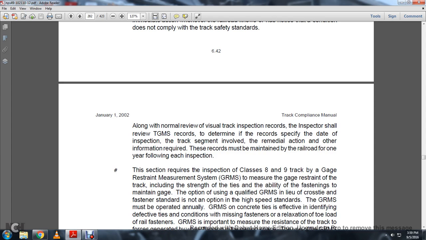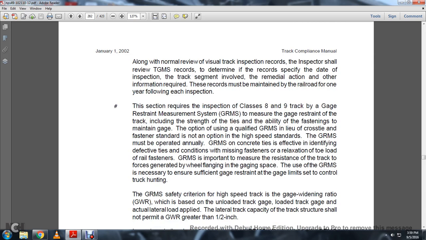Along with the normal visual track inspection record, the inspector shall review the track geometry measurement system records, and determine that the record specifically states the date of the inspection, the track geometry segment involved, the remedial action, and other information required. The records must be maintained by the railroad for 1 year following each inspection.